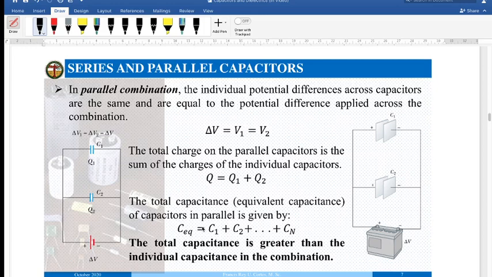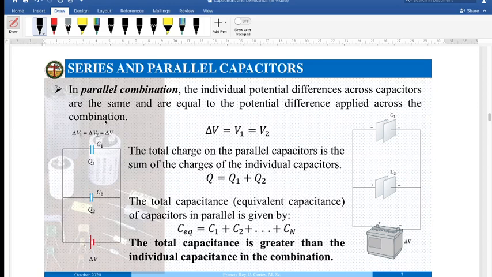So we have two kinds of combination of capacitors, or you can say three, but mainly there are two. We have the parallel combination and the series combination. So what will happen to the capacitance of two or more capacitors if we combine them in series or parallel? Suppose I have two capacitors, C1 and C2.